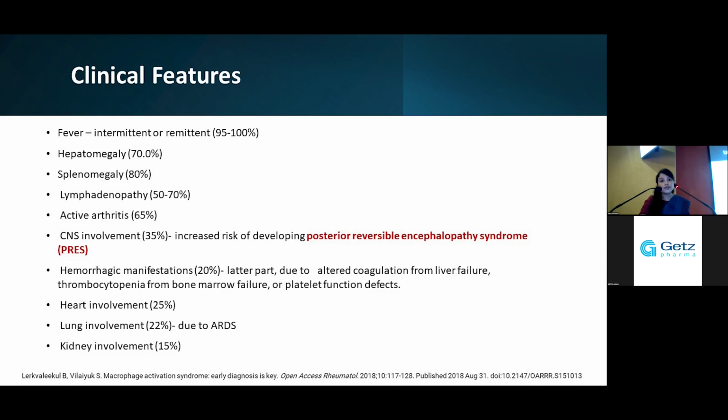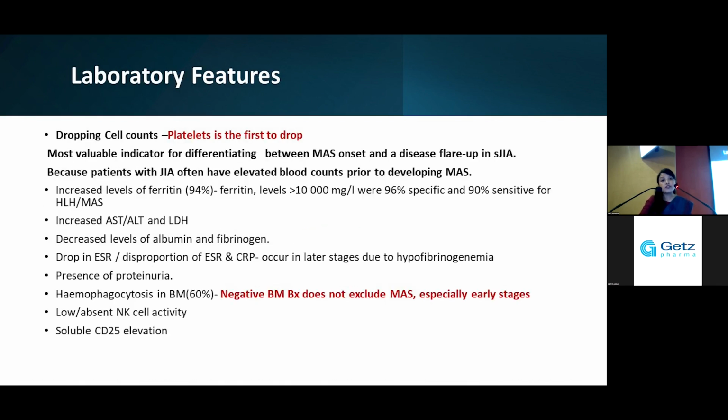So moving on to the laboratory features, a dropping cell count. Platelet count is usually the first to drop, and it is the most valuable indicator for differentiating between MAS onset and disease flare-up in systemic JIA. As I mentioned, in our second patient there was an initial thrombocytosis, which dropped to 300 in the subsequent days. This is because JIA patients usually have thrombocytosis in the first part of their disease presentation.